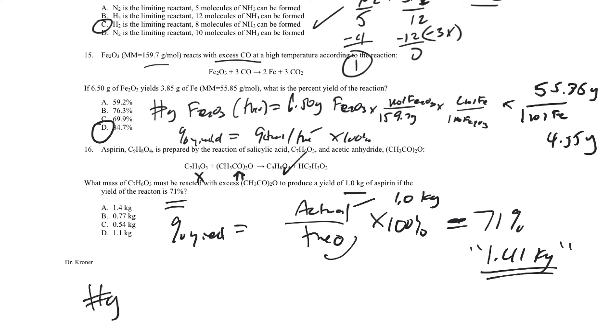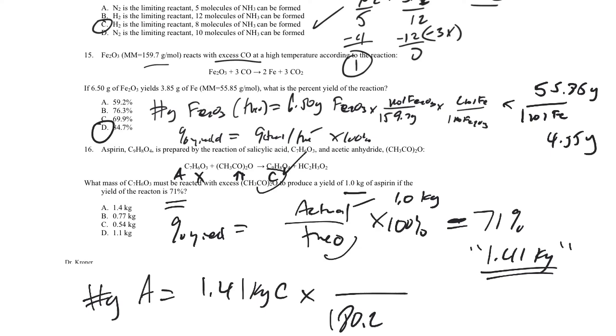So the number of grams, let's call this A and this C. The aspirin we're trying to make is C. So we want to know the number of grams of A it takes to make the number of grams of C. We want 1.41 kilograms of C. Then we're going to use the molar mass of C, which is C9H8O4. So 9 times 12.01 plus 1.008 times 8 plus 16 times 4. That's 180.2 grams, but let's call that 0.1802 kilograms per mole of C.